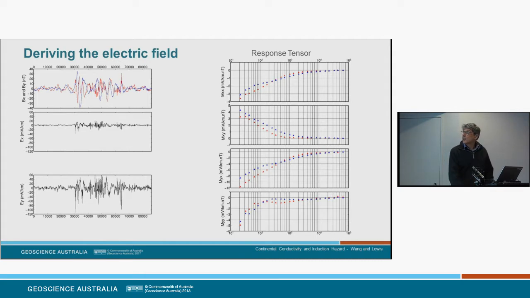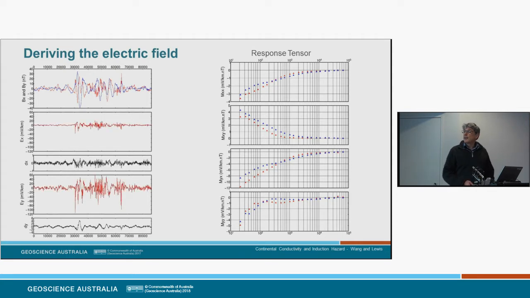So we tried that with the measured response tensor here, and we've overlain the reconstructed electric field in red on top of the measured electric field, and the differences between those two data sets are shown in the smaller panels, the DX and the DY. So I guess as you'd hope, it's a fairly good fit. The match is good, and there's only 1 or 2 millivolts per kilometre differences.